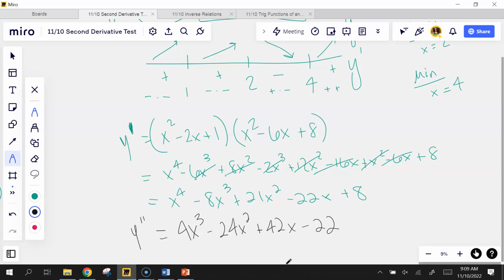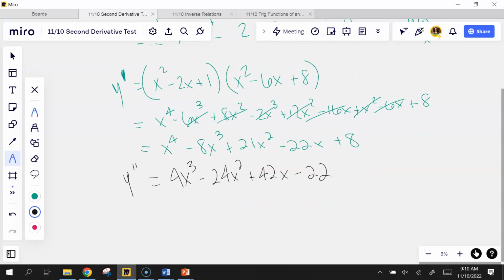But remember, now I'm back to my derivative test. So I'm setting it equal to 0, and I'm solving for x. If this was a calculator problem, I would most definitely be looking for the zeros on my calculator. Let's see. I know I can divide by 2. Is that it?